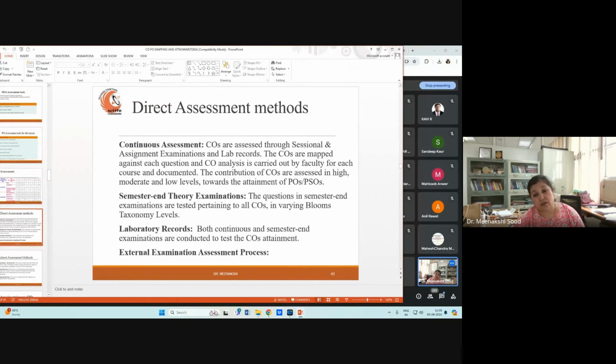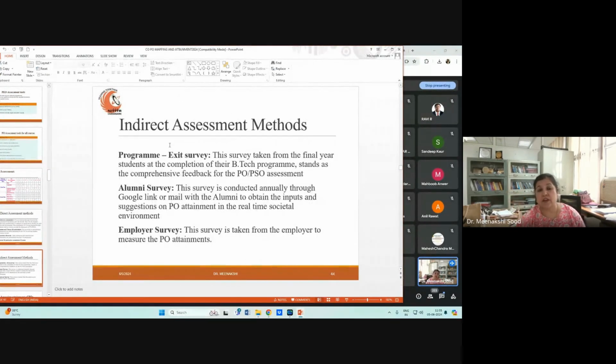For direct assessment or direct attainment, the CO attainment will be taken into account, whereas for indirect, the surveys are to be taken into account.